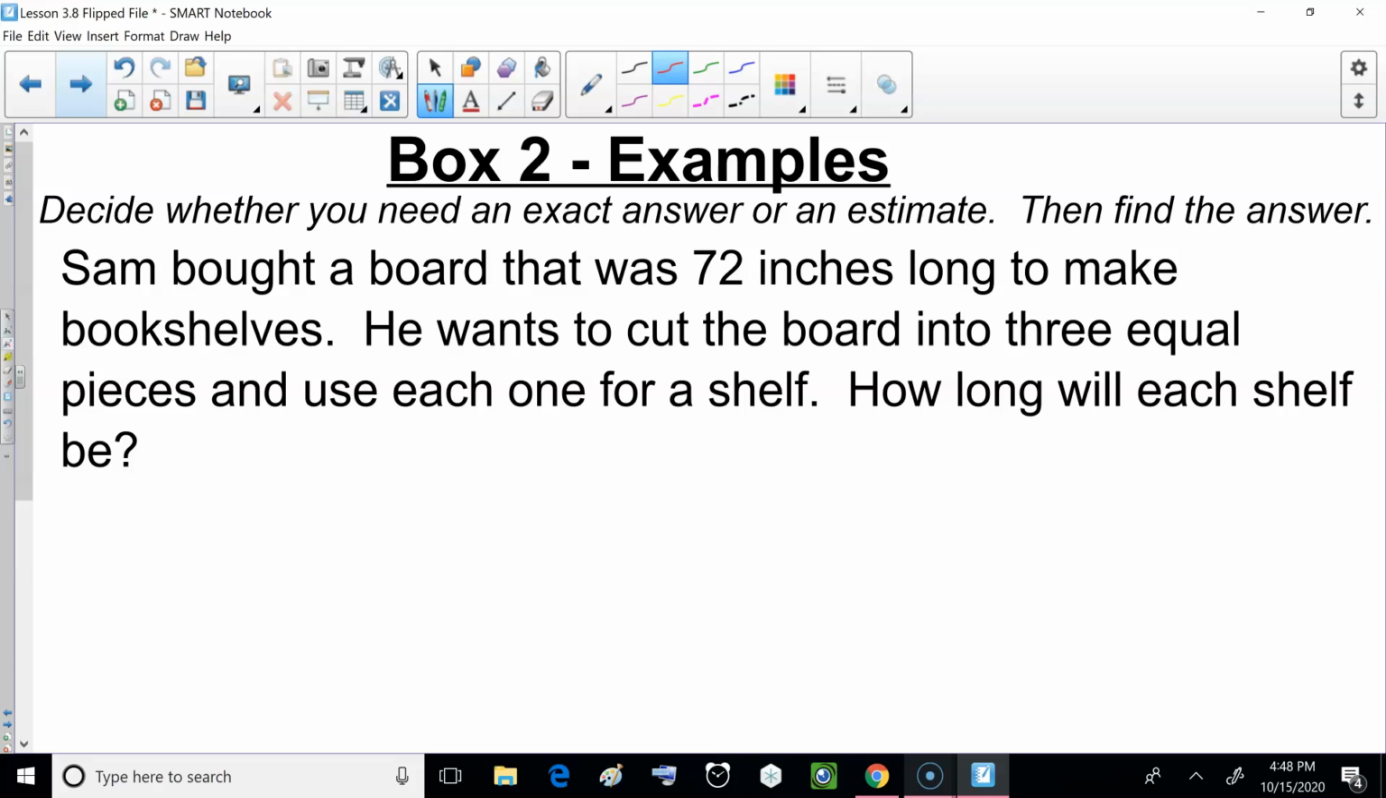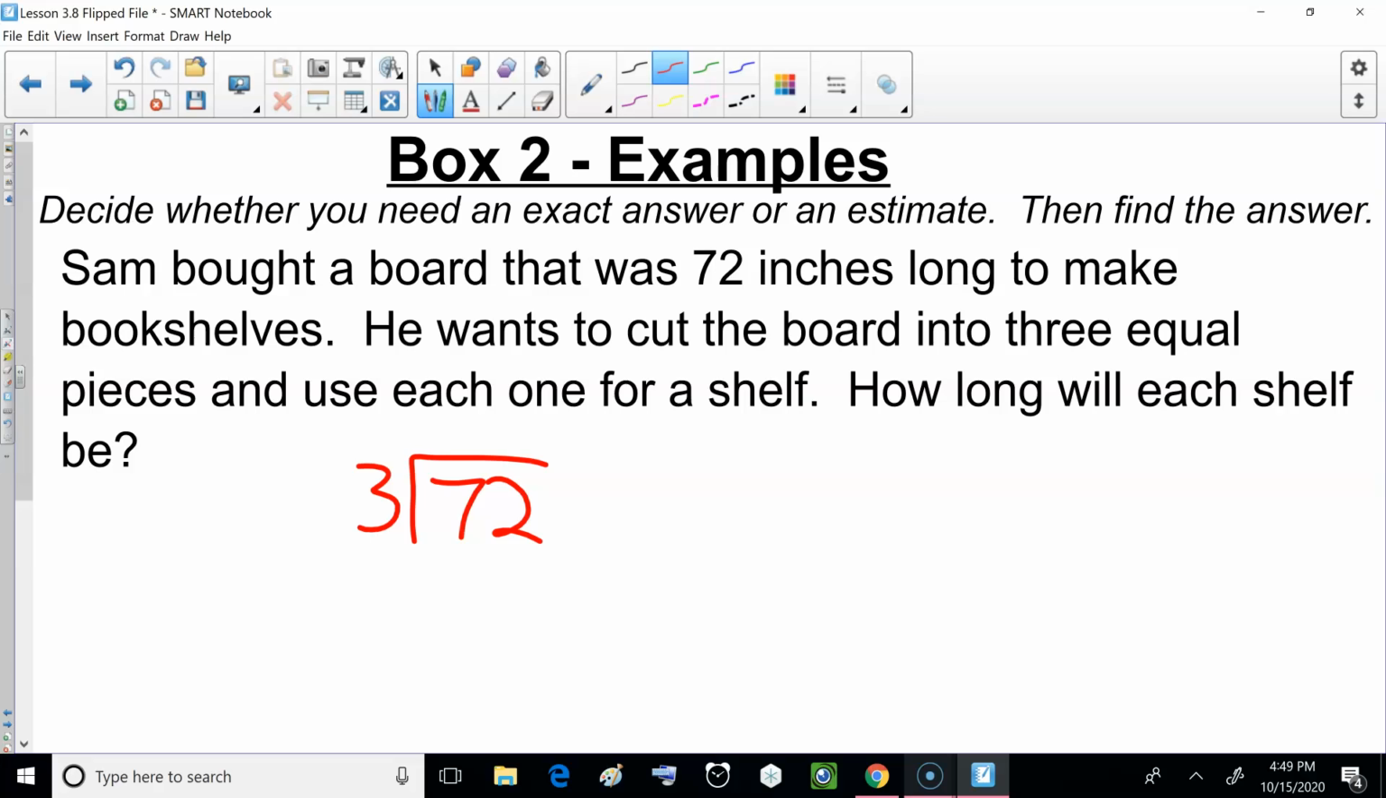Well, I've learned when you cut wood, you have to measure twice and cut once, because once you cut wood, you have a hard time putting it back together again. So my guess this is going to be an exact answer, not an estimate. So we have 72, and we're going to divide it by 3.